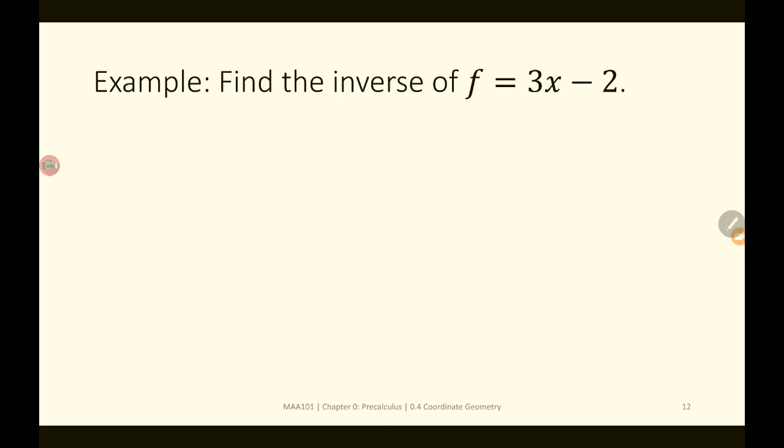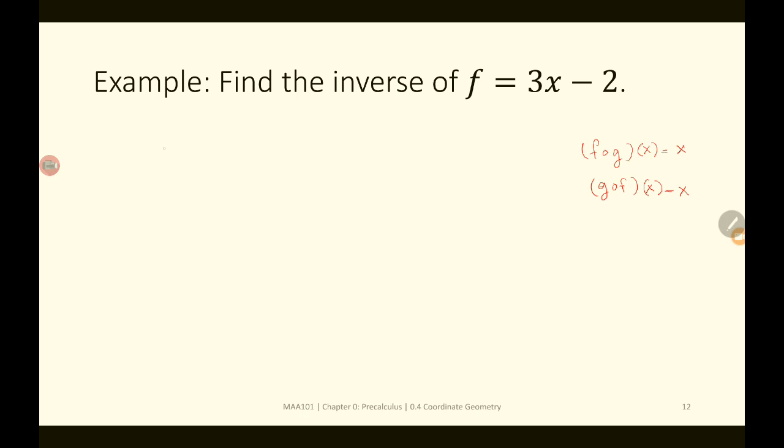Next, find the inverse of f equals 3x minus 2. We already know the answer because this is the example from before, but just to show you how we do the calculation. We know from the definition that f composed with g of x is going to equal x, or g composed with f of x is going to equal x. We're going to use this. We have f, and we want to find g, because g is the inverse of f.